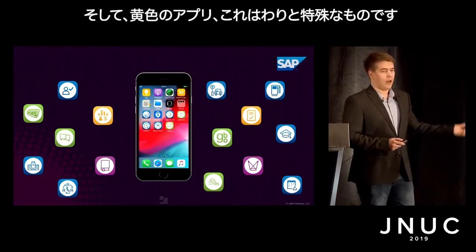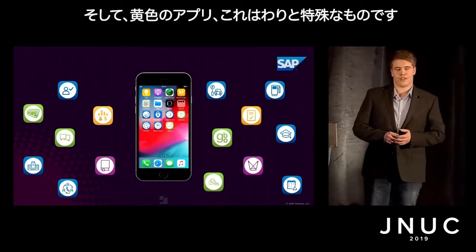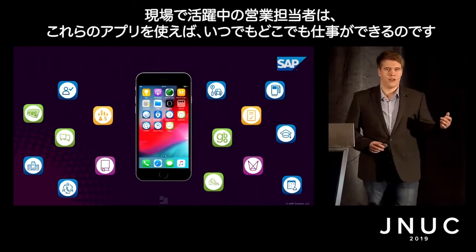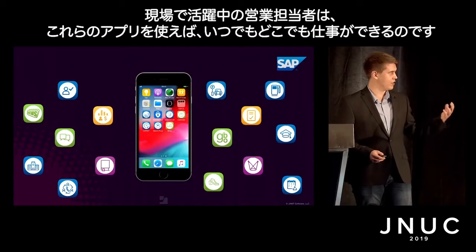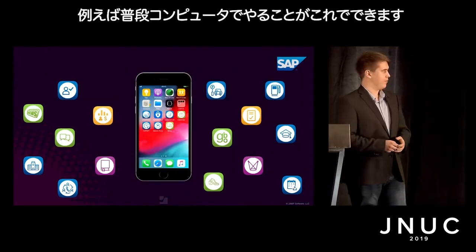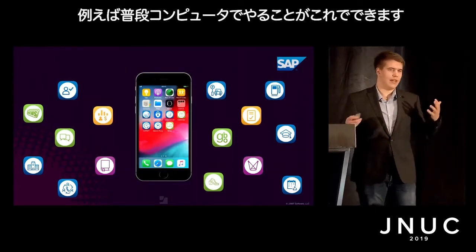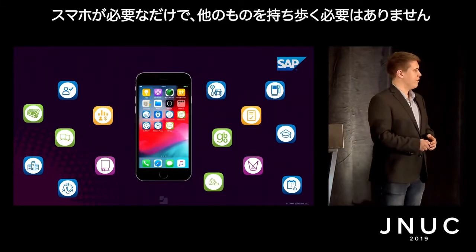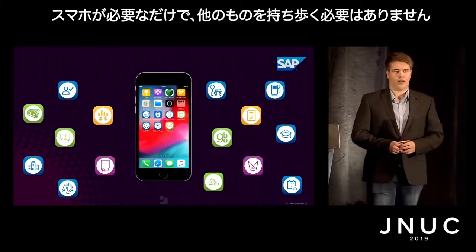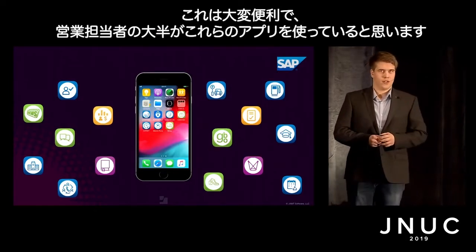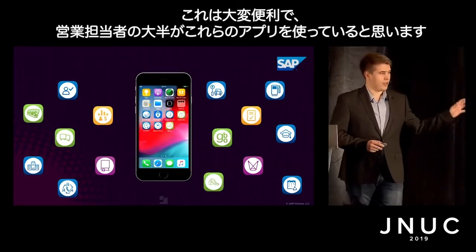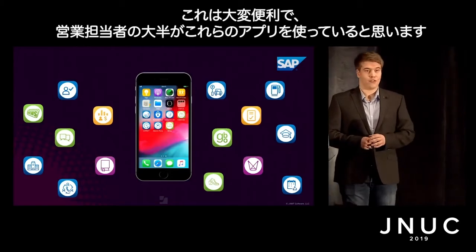And then we have the yellow apps, which are quite specific actually. They are for our sales colleagues. Whenever a sales colleague is in the field, they can use these apps to actually get work done. Everything they could normally do with, let's say, a computer, they just need their phone for right now. They don't have to carry anything else around. That's really helpful, and I think the majority of the sales colleagues use these apps.